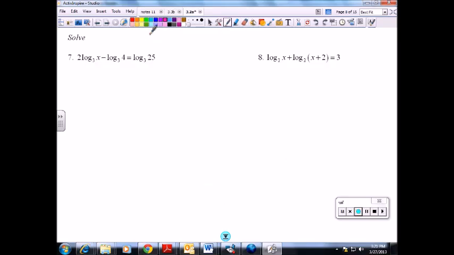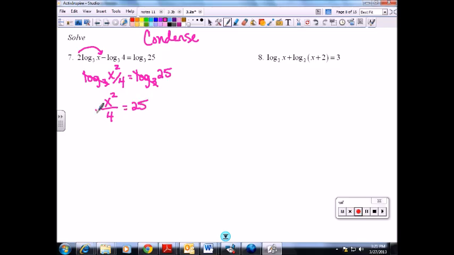The first thing you're going to want to do when you're solving is condense both sides. So the 2 becomes our exponent, and so it would be log base 3 of x squared over 4 equals log base 3 of 25. You kill your logs. So you got x squared over 4 equals 25. You times both sides by 4. So x squared equals 100. You take the square root.